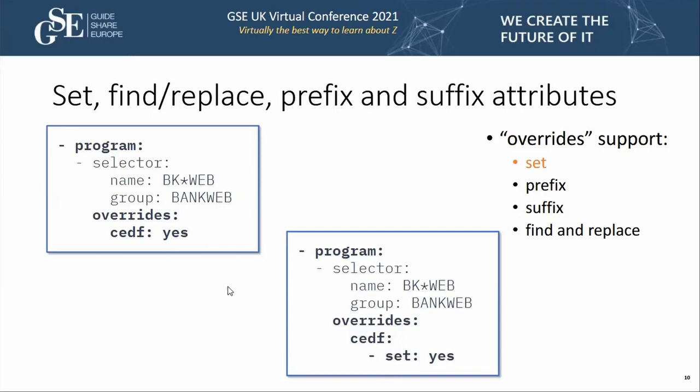Now that's a simple case. That's nice, easy. You can see how that applies. So here we select the program, and what we're saying here at install time, if this program matches our selector, if the name and group matches, then we will override the CEDF attribute and force it to be yes.